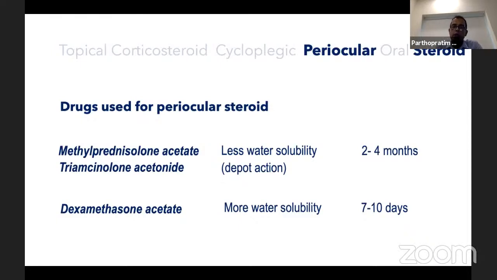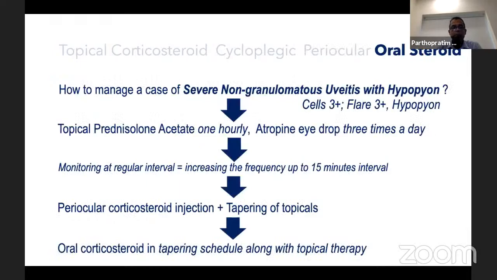There are so many preparations for periocular steroid, but we preferably use triamcinolone acetonide because it is less soluble in water, and that's why it has a depot action. So it can stay for 2 to 4 months. And in cataract surgery, as I said, in some procedures to avoid intraocular inflammation, sometimes we use dexamethasone acetate, which is more water soluble and has a very short half-life. So within 7 to 10 days, it disappears from the eye.